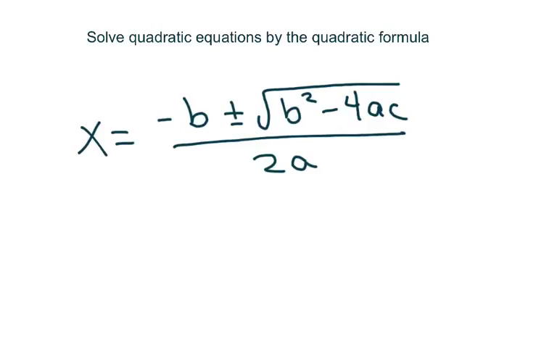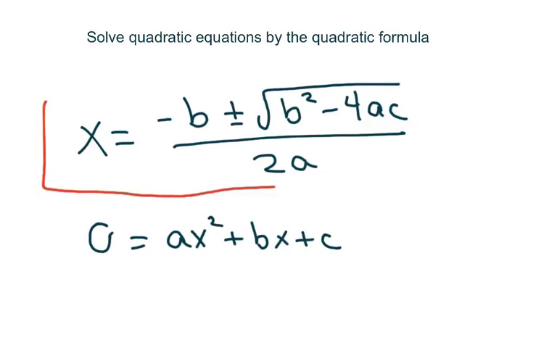Hi everyone, in this video we're going to solve quadratic equations by using the quadratic formula. This is the quadratic formula. It's derived by completing the square of ax squared plus bx plus c equals 0. Equals y actually, but anyway. So that's how you derive the quadratic formula, which is kind of complicated. Anyway, you need to know the quadratic formula.